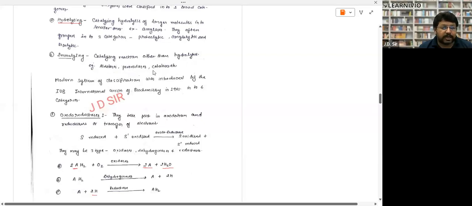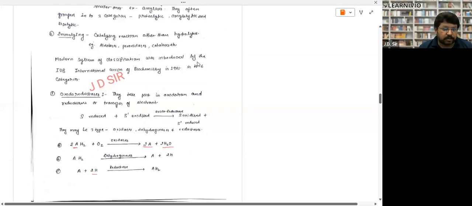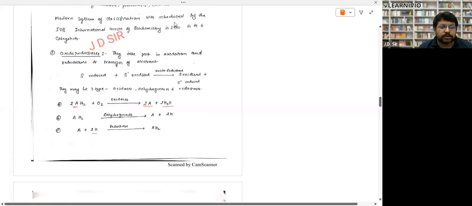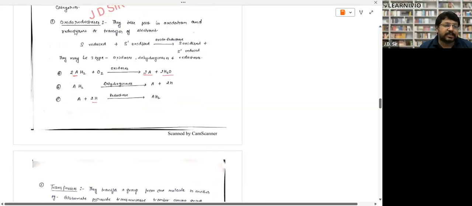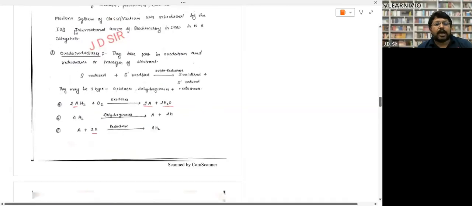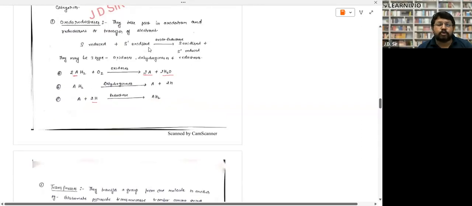Aldoses, proteases, and catalyzers. The modern system of classification was introduced by the IUB, International Union of Biochemistry, in 1961 into 6 categories, right? As per the IUB, they have classified enzymes into 6 categories. Out of them, the first category is oxidoreductases.